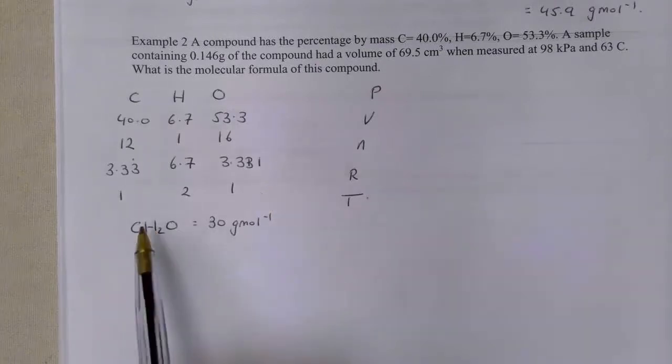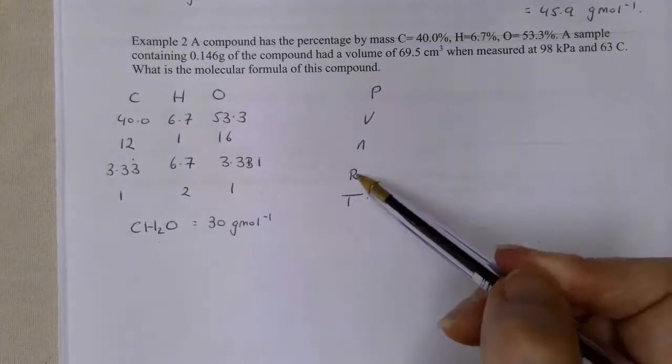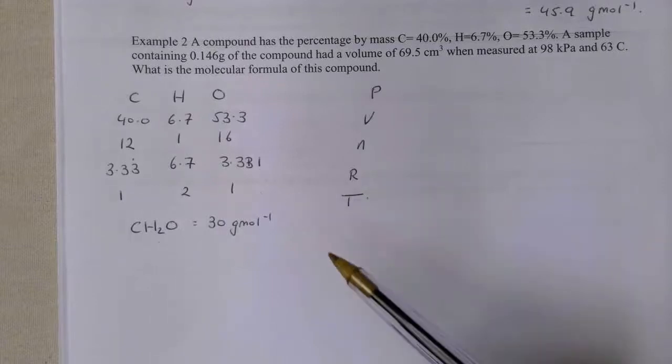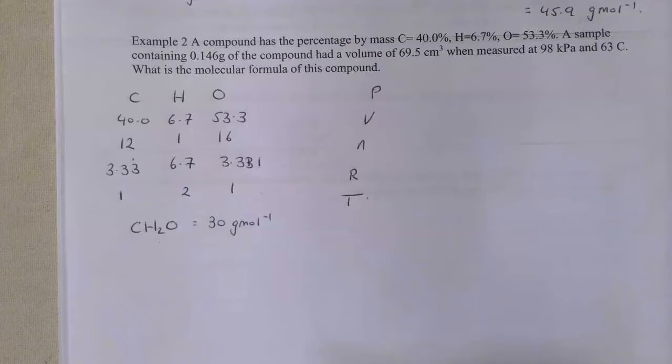So my second example, I've worked out the first bit, same as I've done before, using my simple empirical formula calculation. And I've got an empirical formula here of CH2O. Again, I'm going to use my PV equals nRT to find the number of moles. That, with the mass, will give me the RMM.